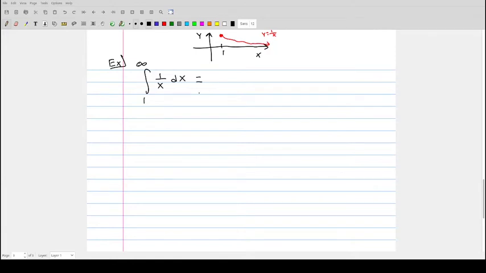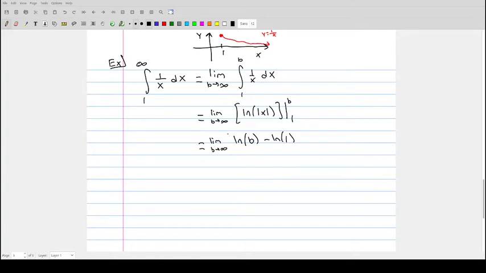From our definition of the improper integral, this is the same thing as the limit as b goes to infinity of the definite integral from 1 to b of 1 over x dx, which is the same thing as the limit as b goes to infinity of the antiderivative of 1 over x, the natural log of the absolute value of x, evaluated from 1 to b, which is the limit as b goes to infinity of the natural log of b minus the natural log of 1. Natural log of 1 is 0.